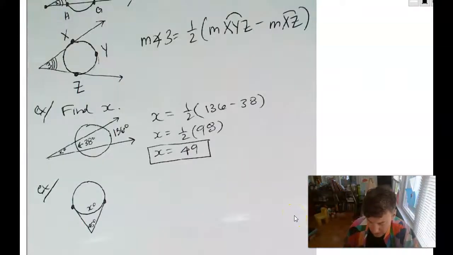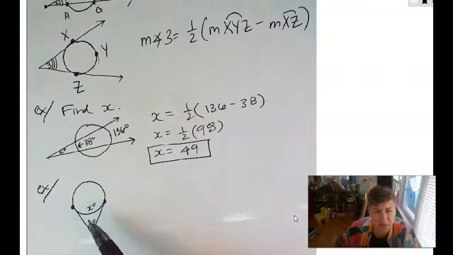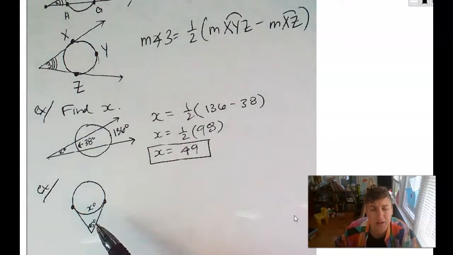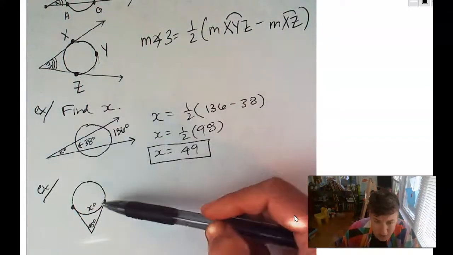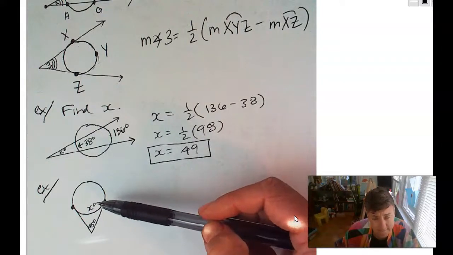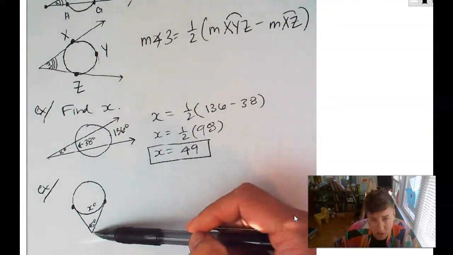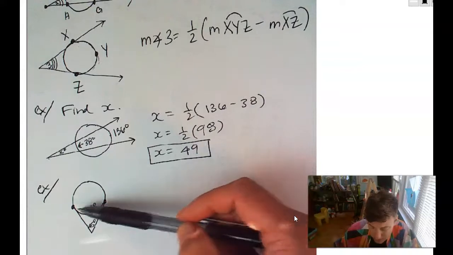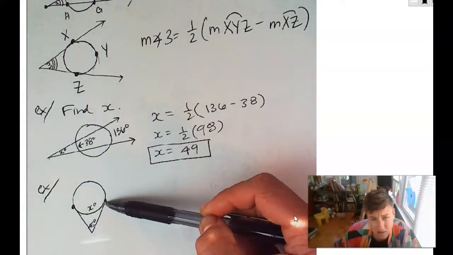For this last example, I made it tricky. This looks like an ice cream cone, doesn't it? Yes, it does. So these are tangents. We have an exterior angle that's 45 degrees. We have an intercepted arc here that's X degrees. What the devil is this one?